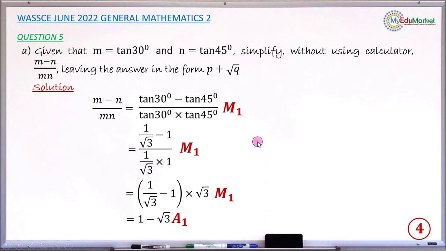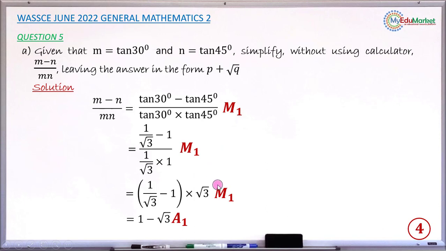Let me share with you the mark distribution of this question as contained in the official WAEC marking scheme. The very first mark is the method 1 mark. You have this method 1 mark when you substitute correctly what is m and what is n. The next mark is substituting the values of tan 30 and tan 45 correctly, that is tan 30 by 1 over root 3 and tan 45 by 1. If you do that substitution correctly, you have this method 1 mark.